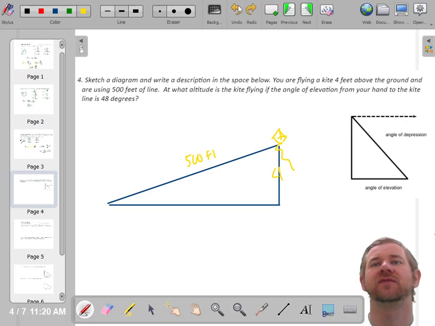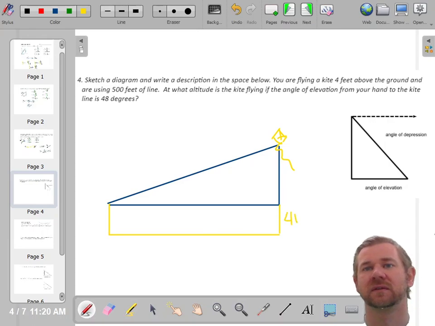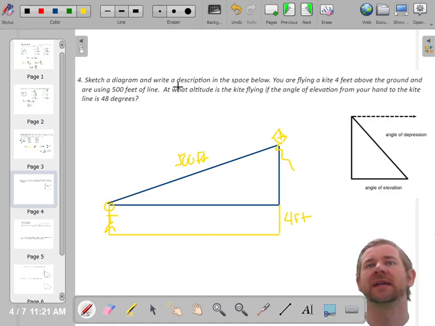Oh, I think this 4 feet is actually like here. Like you're standing like that. So this is kind of, we're going to add 4. This is 4 feet. Okay, so, and like you're standing here like this. You're flying a kite 4 feet above the ground and are using 500 feet of line. So this is 500 feet that connects you to the kite. At what altitude is the kite flying at the angle of elevation from your hand to the kite?